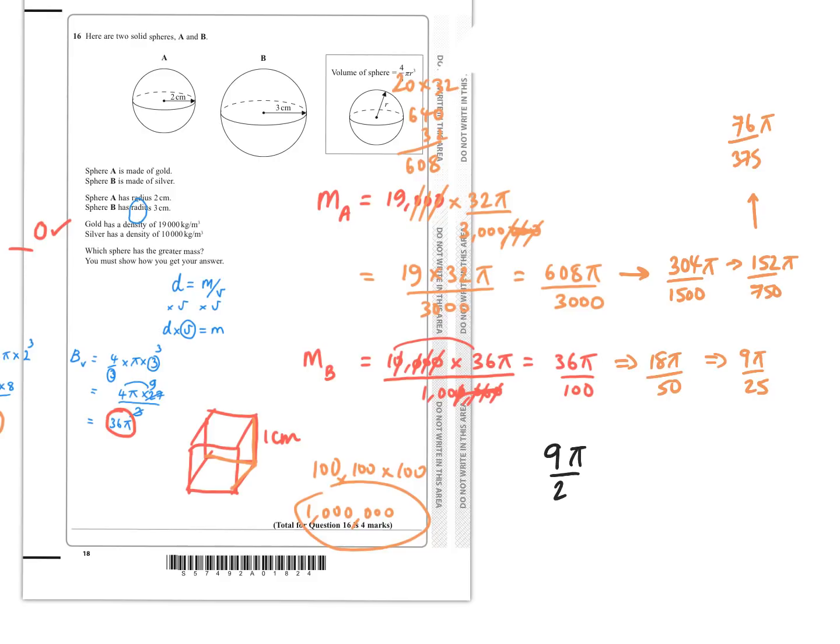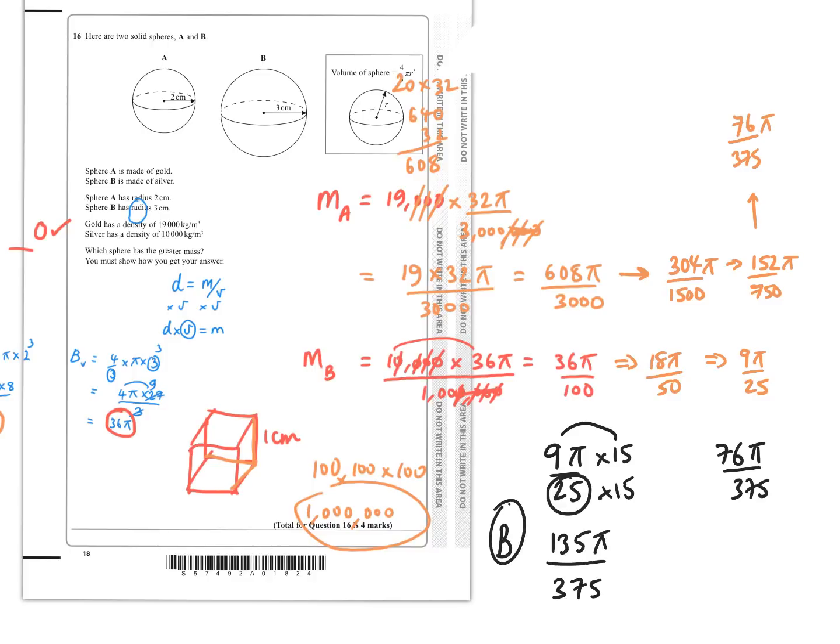9 pi over 25 with 76 pi over 375, well, how many 25s go into 375? Well, that's going to be 4, 8, 12, 13, that's going to be 15 of them, isn't it? So if you times that by 15 and that by 15, you're going to get this one out of 375. And what's 9 15s? It's 90 and 45, which is 135 pi. So this was for B, and this one was for A. So can you see that B is going to have a greater mass because it's got 135 375ths of pi, whereas A only had 76 pi over 375. So I would say sphere B.